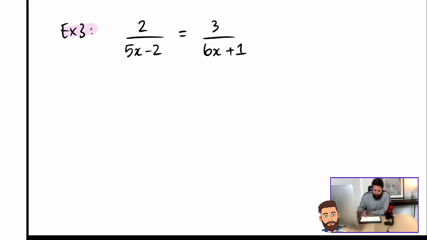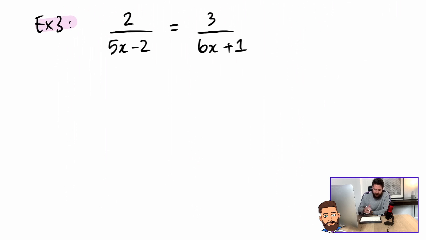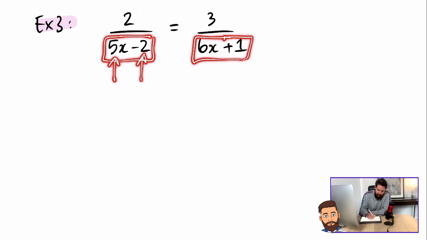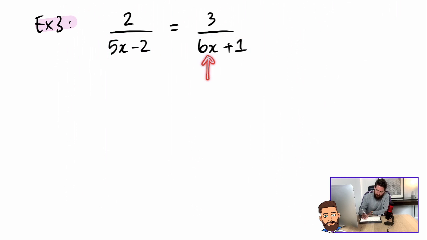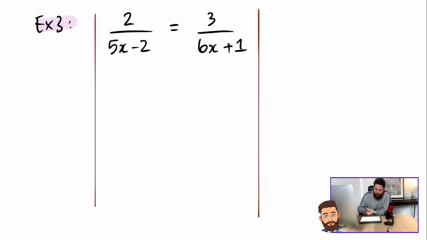Okay, for the next one, example 3. Now we have got not just a number on the denominator of our fractions, we have got 2 terms that involve x and a whole integer. So we've got 5x and minus 2 and 6x and 1. And again, we want to eliminate those. We want to get them off the bottom of the fraction. We don't really want to be dealing with fractions. So the more we can eliminate a fraction when solving an equation, the easier it will become for you.